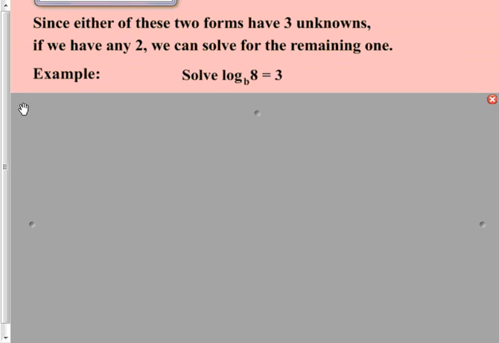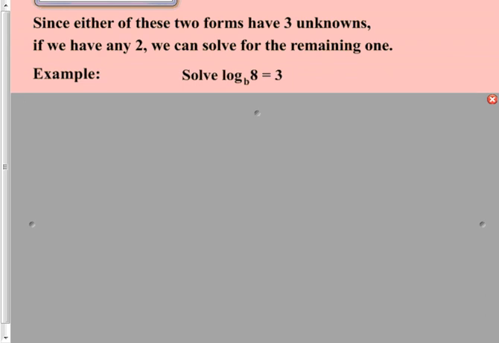Now obviously these equations, these formats, exponential and logarithmic, they have 3 variables in them. So if we know any 2 pieces of information to fit into those formats, we should be able to solve for the remaining piece of information. So let's look at a couple of examples where our variables may be moving around.